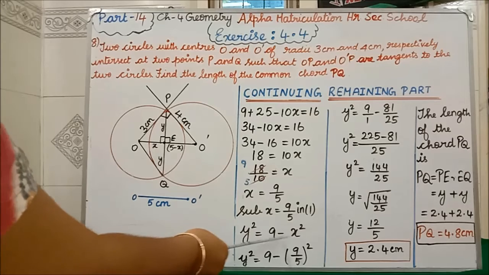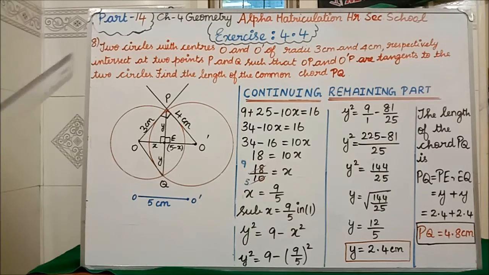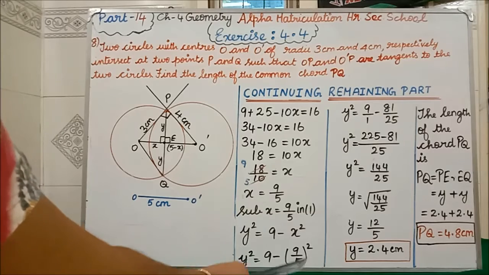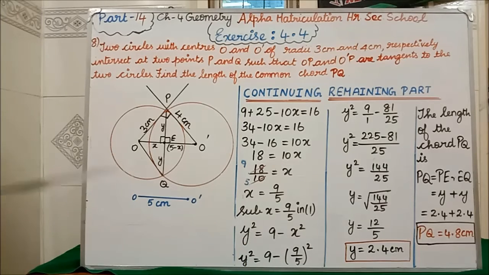Y square equal to 9 minus x square is our equation 1. Y square equal to 9 minus, instead of x what we are having? 9 minus 9 by 5 the whole square. Clear? The next step, if you see here, y square equal to 9 divided by 1, because I have told you many times, if there is no denominator you have to consider it as 1. 9 square, if you do, 9 nines are 81. This square is for numerator as well as for the denominator. So 5 square is what? 5 5s are 25.